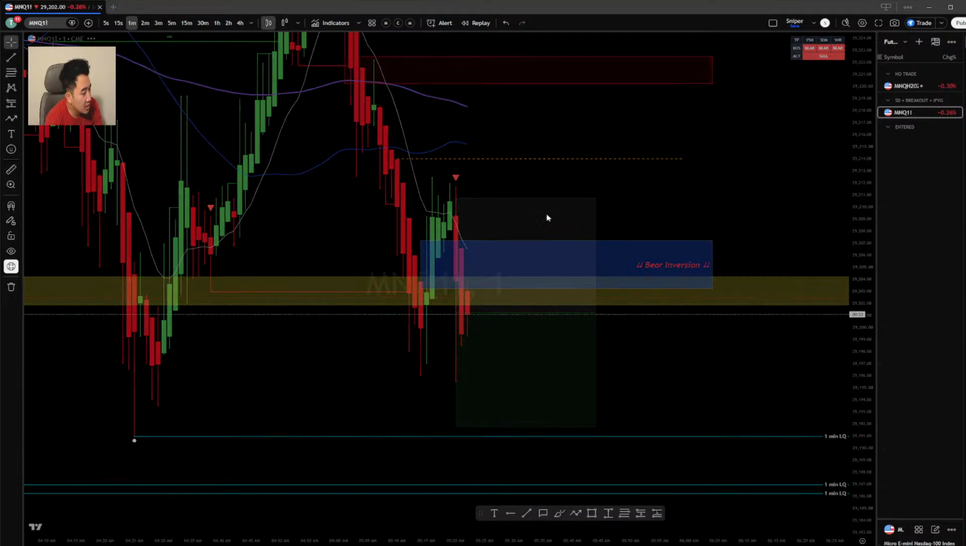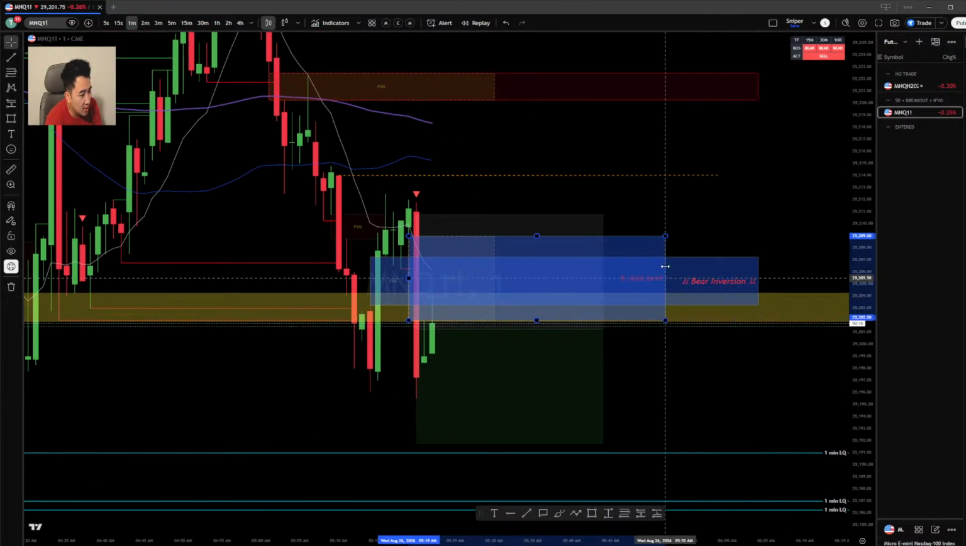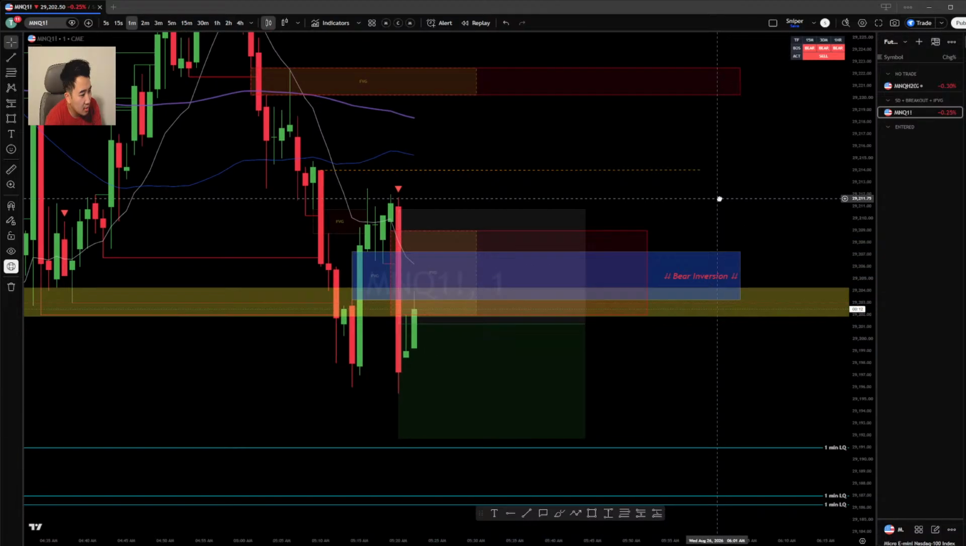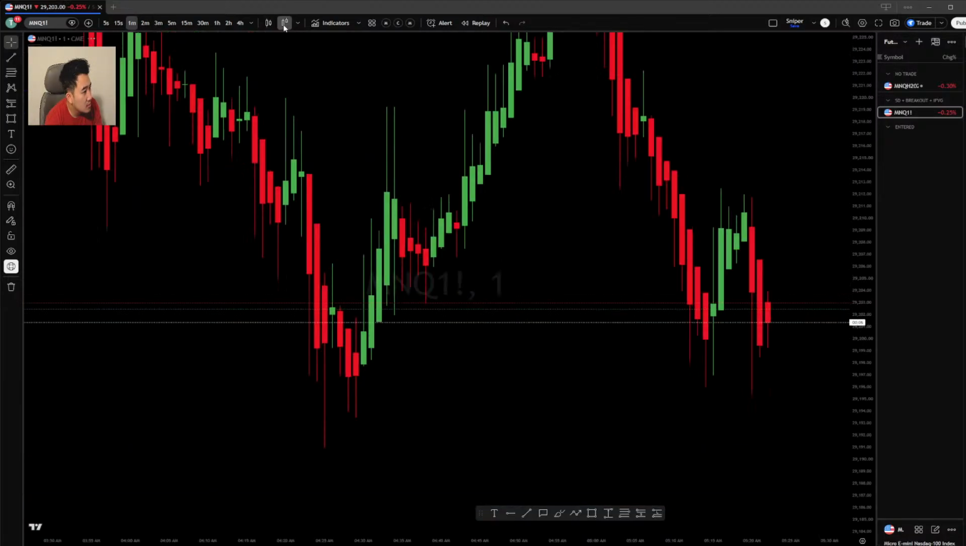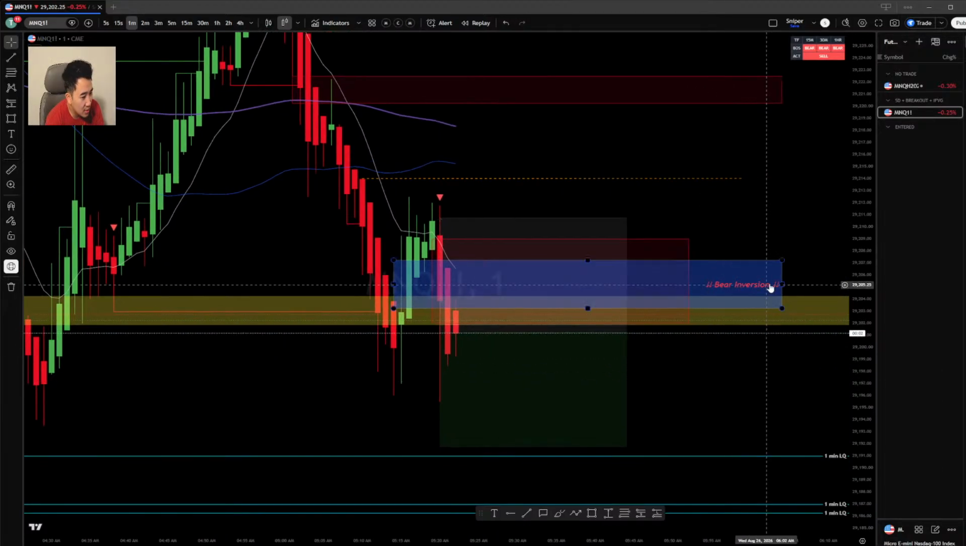So I like this area. We have a bearish inversion stacked on top of a bearish FVG right here. And then for my entry, I need at least one green Heikin-Ashi candle to close up.